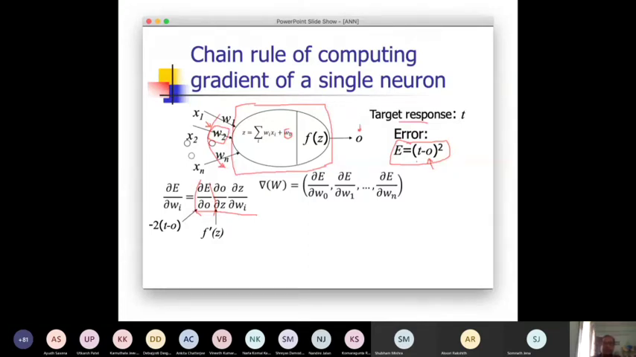Let me represent it as f prime Z, because the functional form may vary. We'll see a typical form if I take the sigmoid function. Then we can take the partial derivative of Z with respect to Wi. As you can see, Z is a linear combination of these inputs, so the weight is the parameter here. This is the expression for Z.